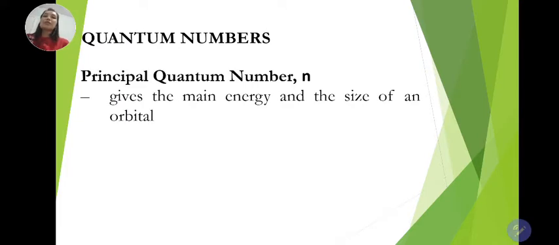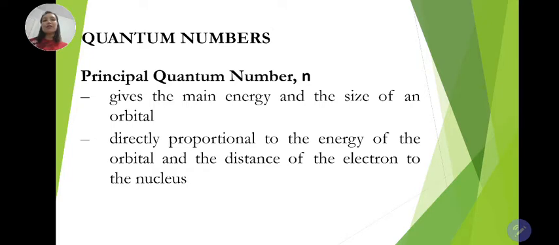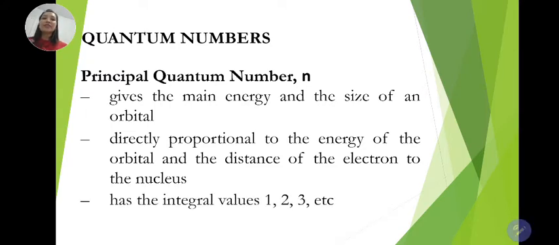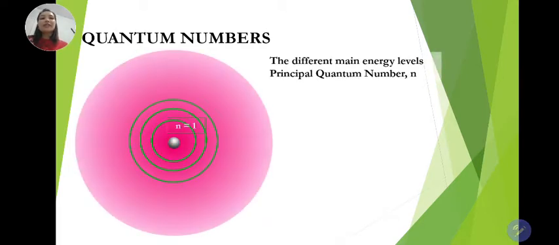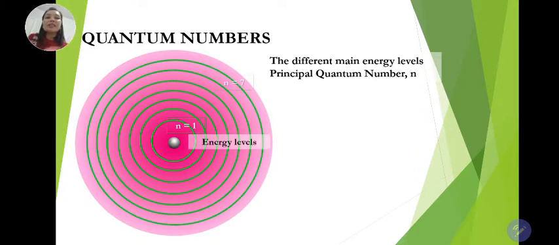So for the principal quantum number, this gives the main energy and the size of an orbital. It is directly proportional to the energy of the orbital and the distance of the electron to the nucleus. Bali, papahapyawan lang natin siya. Medyo vague yung discussions dito, pero at least para may idea kayo. It has the integral values of 1, 2, 3, and so on. So these are the different main energy levels, the principal quantum number, n.